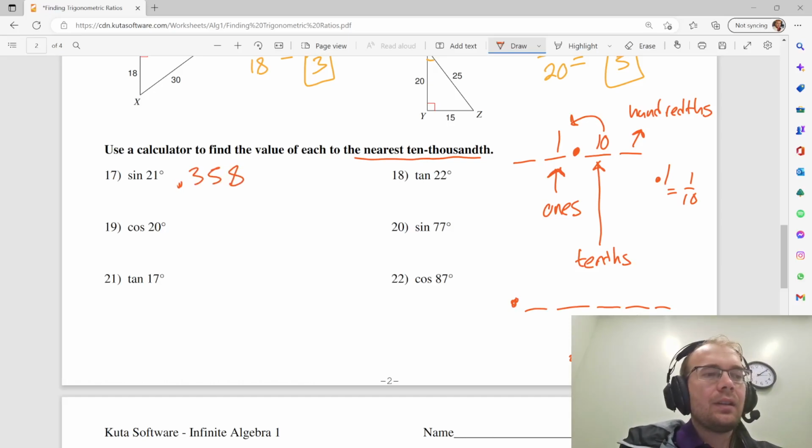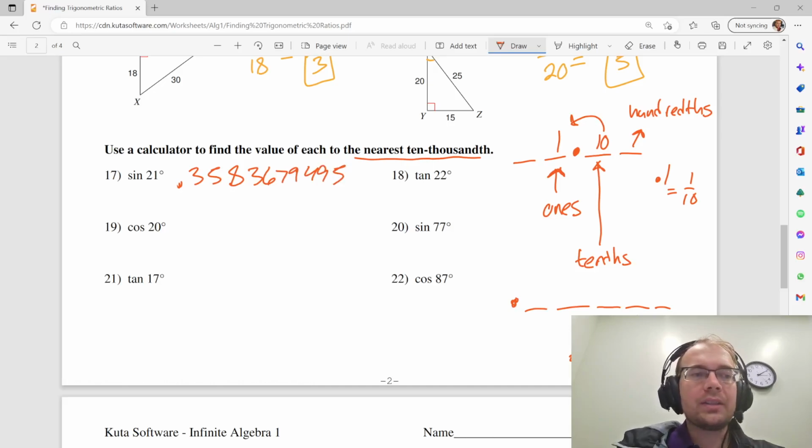0.358. So now I'm on the 3rd digit. The 4th digit is a 3 on my calculator, but the digit after that is a 6. So actually, you know what? Let me write out several digits here. 3, 6, 7, 9, 4, 9, 5. I'm going to just write out all the digits my calculator gives me. Here's the digit we want to go to.